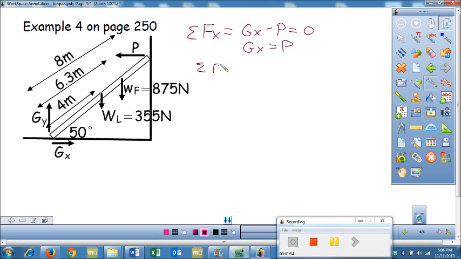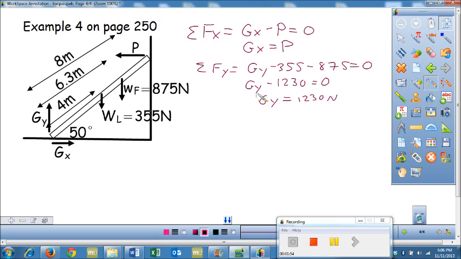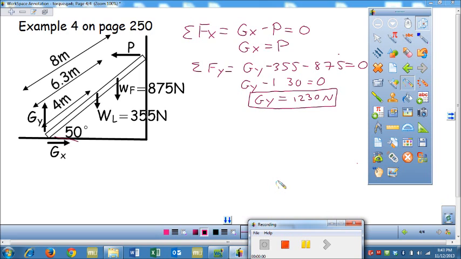Now let's look at the sum of the forces in the y direction. Okay, we've got G sub y minus 355 minus 875 equals 0. If we add these two together, we're going to get G sub y minus 1230 equals 0. G sub y equals 1230. Alright, so that's one of the things we were asked to find. So we already have the y component of the force exerted by the ground. Okay, so now the next thing we have to do is the sum of the torques.